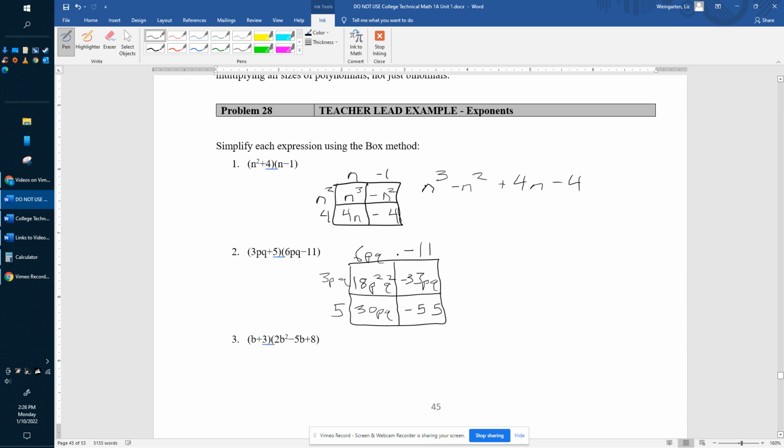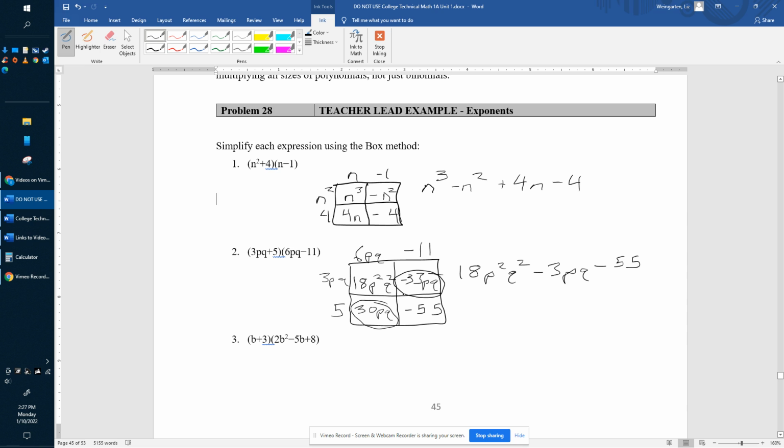Now this time we have like terms we can combine, and we can see them right away in the boxes. So here's one. We have a pq and we have a pq. So before we even write our equation, we can figure out what that is. That's going to be a negative 3pq. So we'll go ahead and write this out using the highest powers first: 18p squared q squared minus, combining these two together, 3pq minus 55.